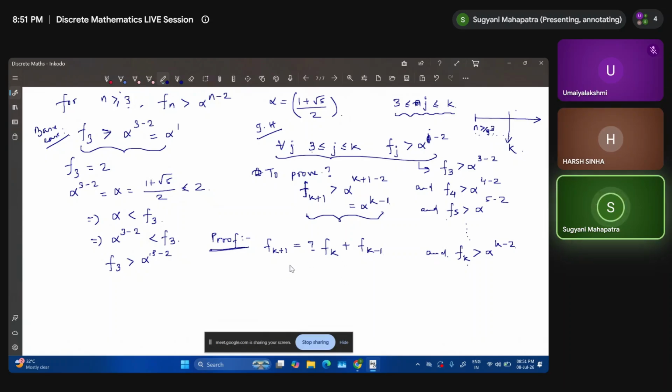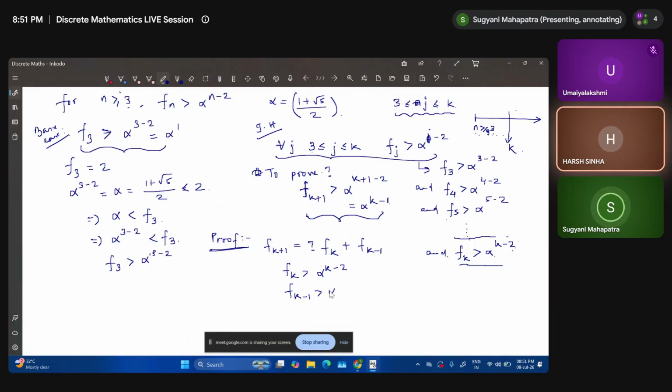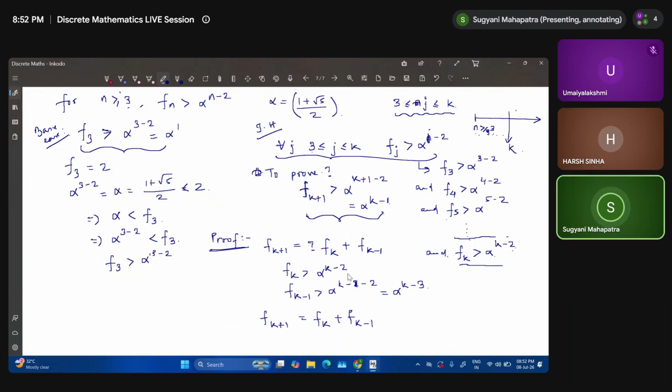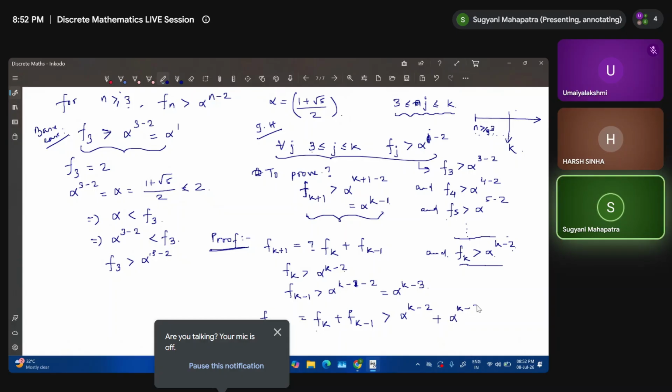Exactly. Now we know that f of k is greater than alpha to the k minus 2 from here. Similarly, f of k minus 1 is also greater than alpha to the k minus 1 minus 2, which is equal to alpha to the k minus 3. Now I'm going to substitute this. My f of k plus 1 equals f of k plus f of k minus 1. Since both of them are greater than these values, this is greater than alpha to the k minus 2 plus alpha to the k minus 3. Is this okay?